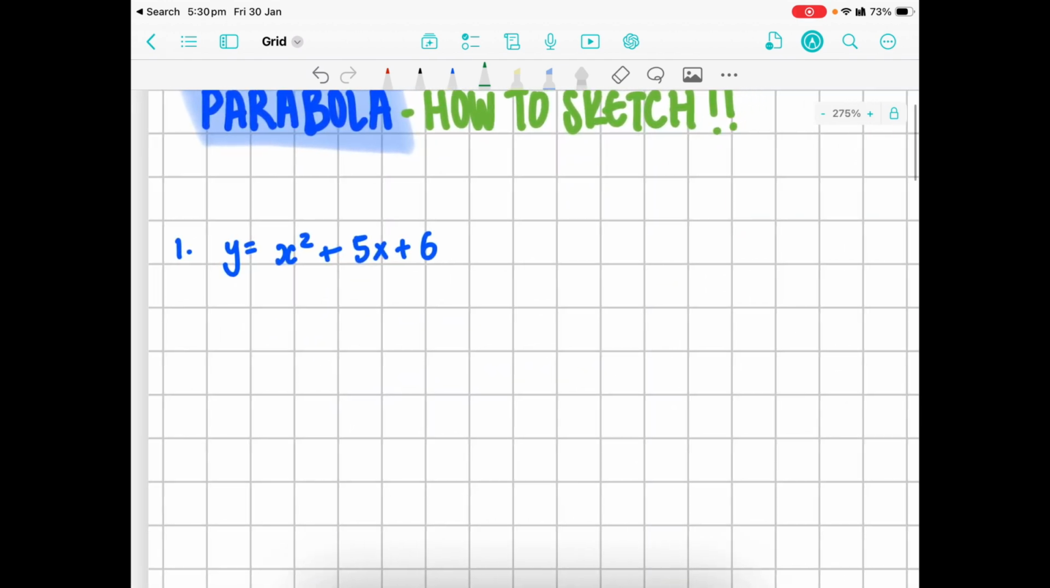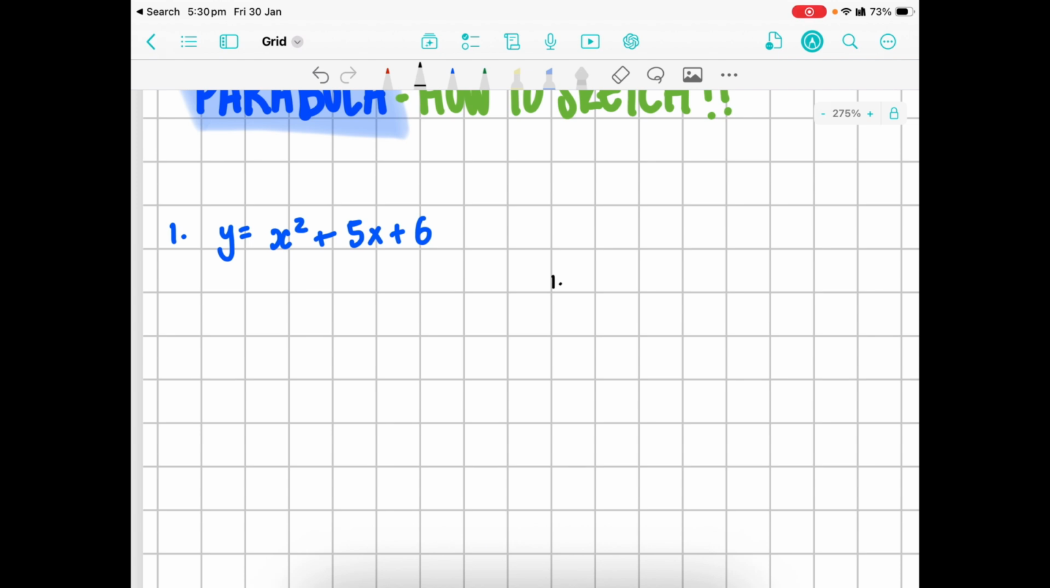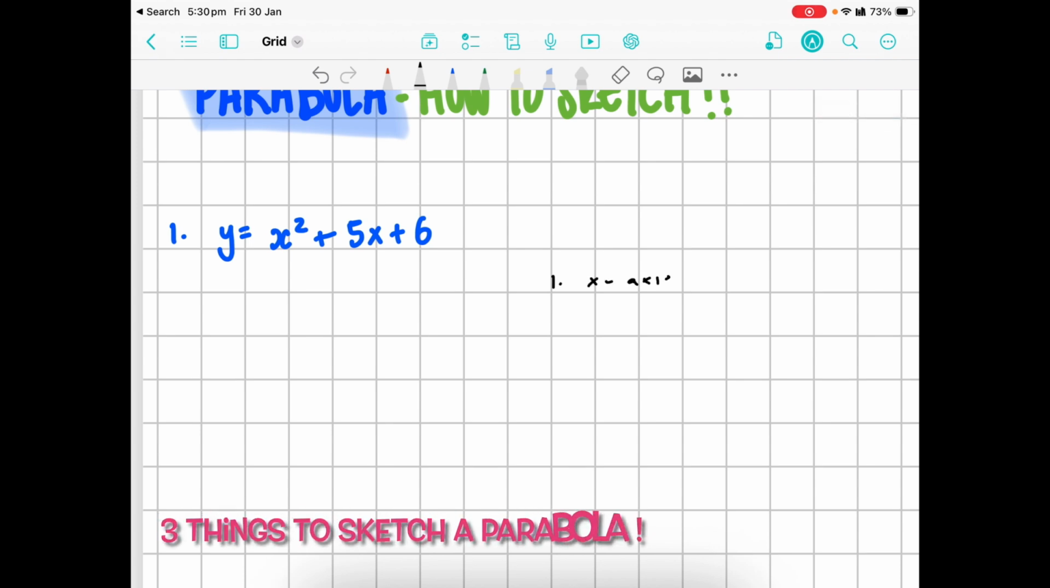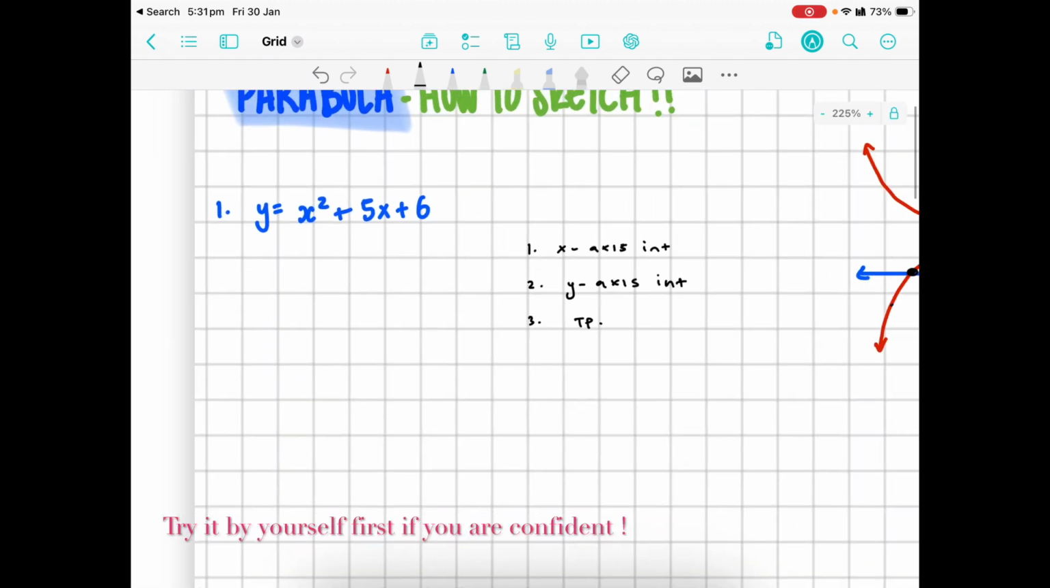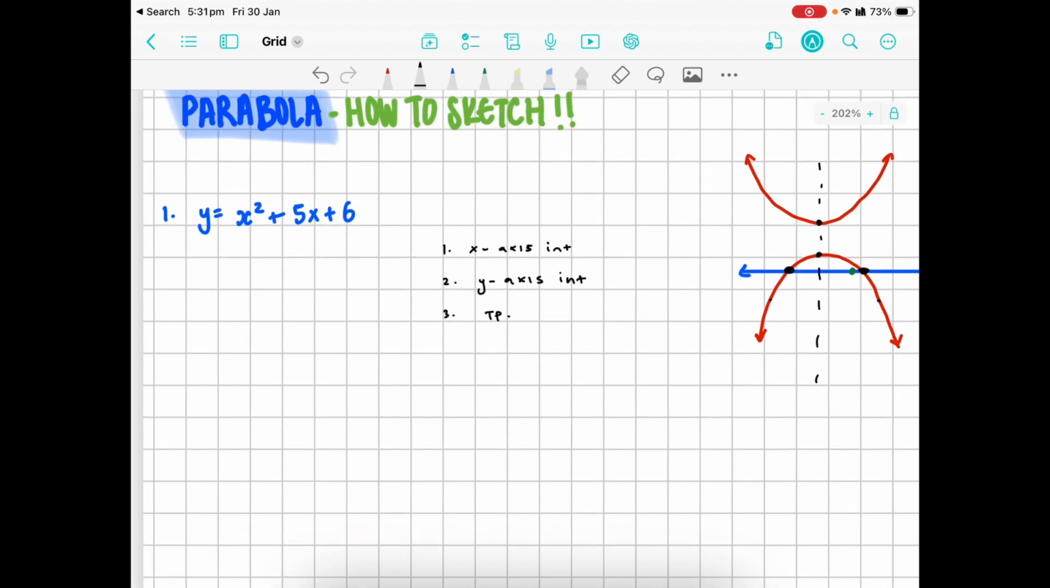So I have this parabola over here and I want to sketch it. It's really important to note one thing: the x-axis intercepts, y-axis intercepts, and the turning point. Those are the three things that you're going to be marked on to draw a parabola. So this is the parabola that we're going to be drawing today.